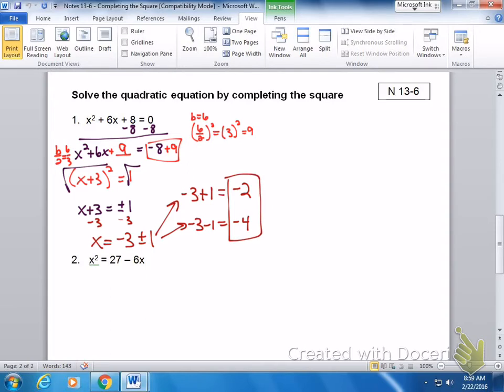So be careful, go slow, follow the steps. There was no arithmetic in that was very bad. You just have to follow your steps. Let's go ahead and look at number 2.